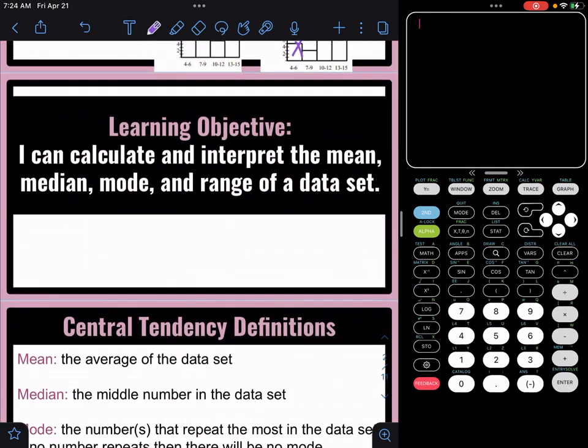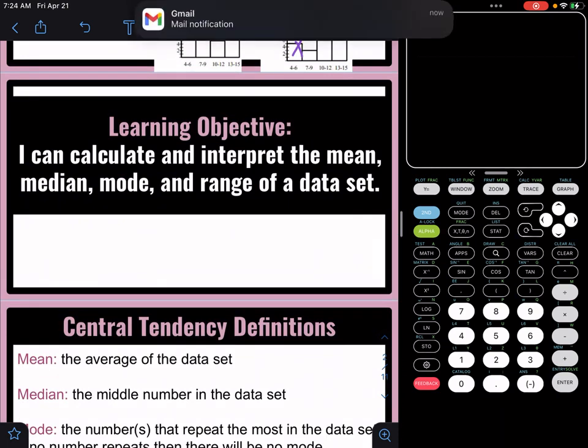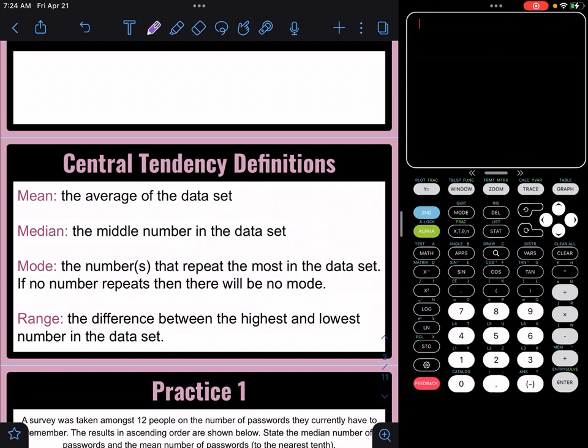So our objective for today is, I can calculate and interpret the mean, median, mode, and range of a data set. So let's look at some definitions of central tendency. One thing that we can be asked to find is the mean. To find the mean of a data set, you take all the numbers and add them together and then divide by the number of numbers there are. The median, that's the middle number in the data set. So the only annoying part here is you would have to order them from least to greatest and then cross off from each end until you end up with 1 in the middle.